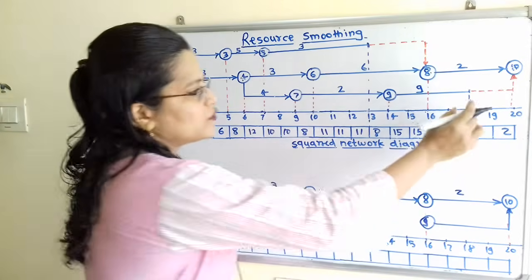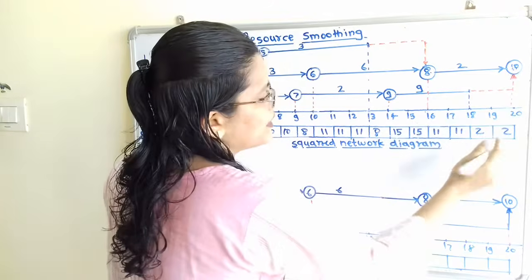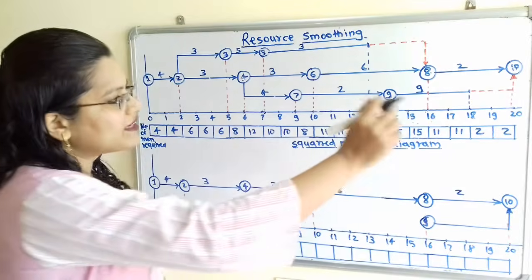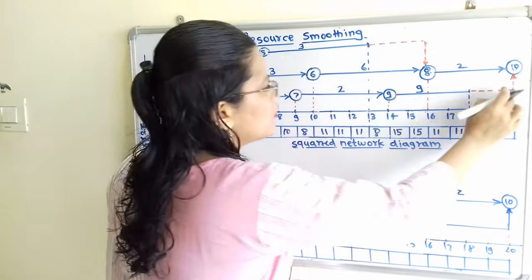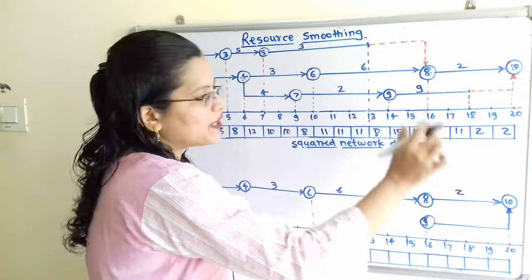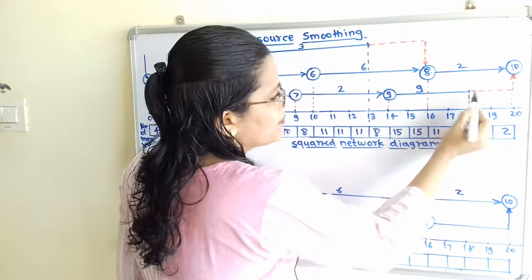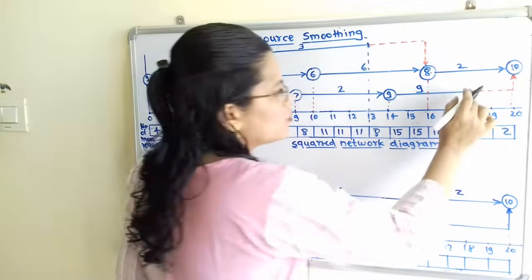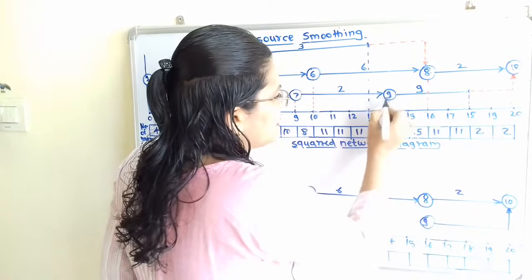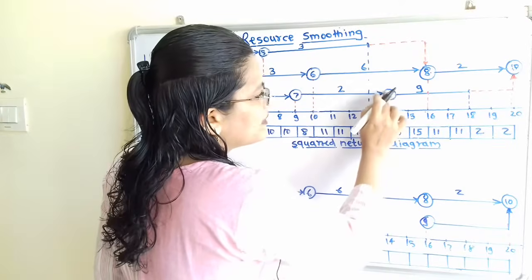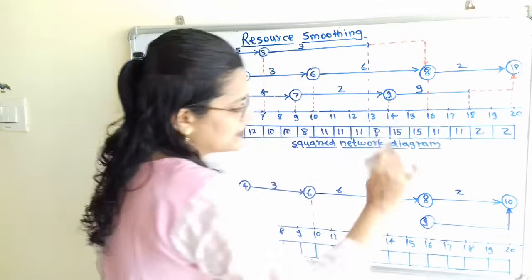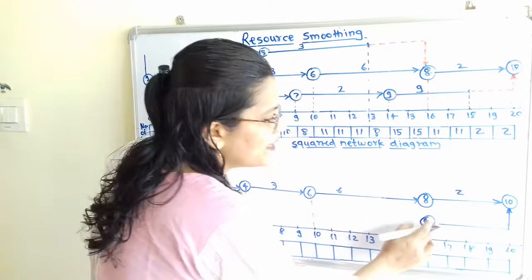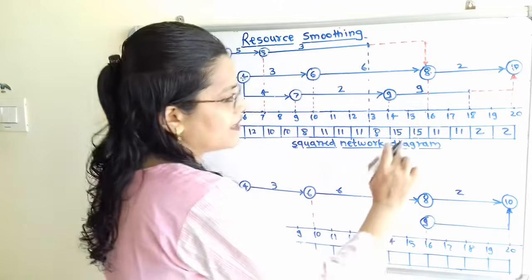If we observe during the 19th week and 20th week, there is only 2 manpower required. So I will transfer the activity 9 to 10 by 2 weeks. Why? Because we can transfer this activity by only 2 weeks. This activity is getting completed on 18th week. So if I transfer this, then we have to start this activity from 14th week to 16th week. So I will mention here at the 16th week activity 9 and it is getting completed at the 20th week.